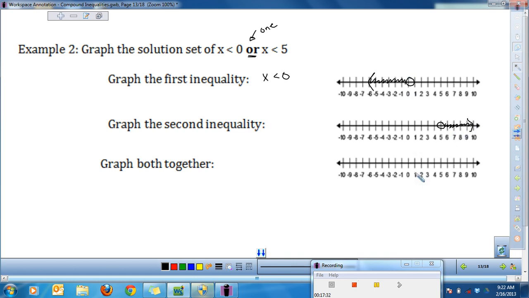This is an or statement, so they're not necessarily going to cross, but my solution is going to be one that works for one of them. So I'm going to redraw both of my graphs. Any number here will be a solution. Any number here will be a solution. So let's just pick one really quickly to check. x is less than 0, and we have x is less than 5. All right.